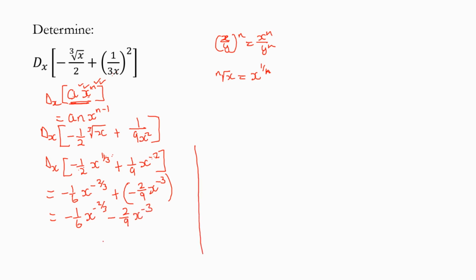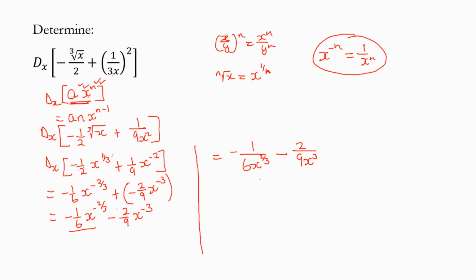Now let's write the final answer. We need to leave our answer with positive exponents. Remember that x to the power -n is the same as 1/x to the power n. So now this one is going to be -1/6, then x to the power 2/3, and then minus 2/9, x to the power 3. See that? We're using this law. So this is our final answer.